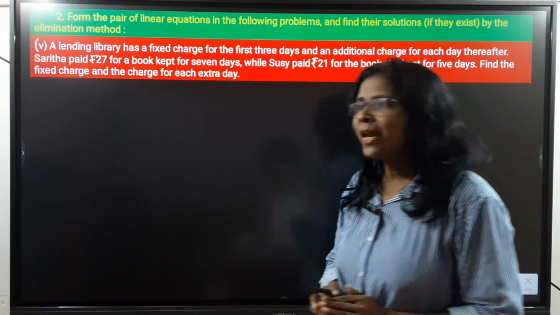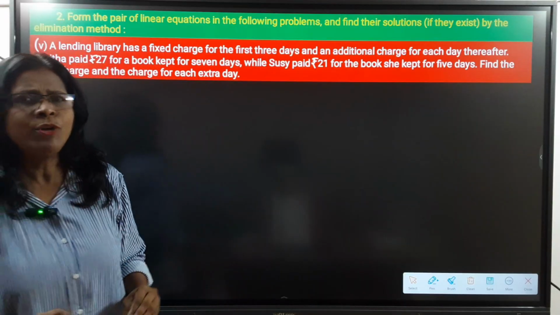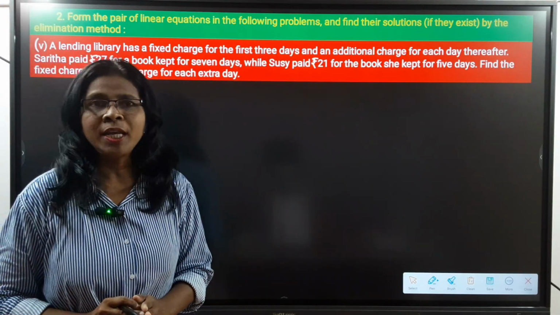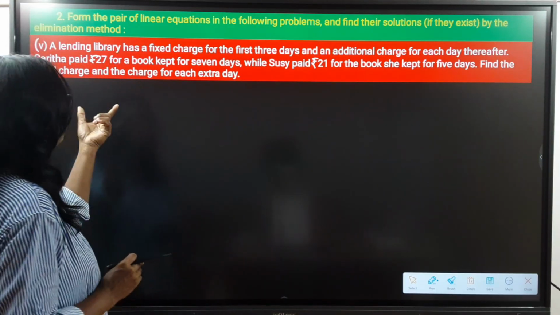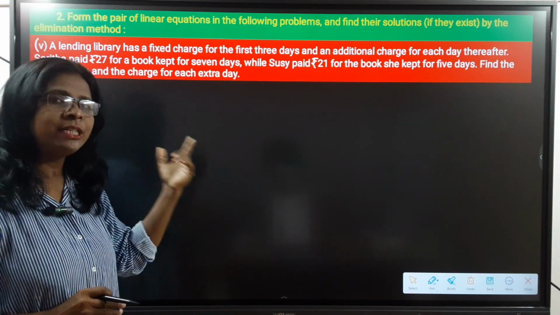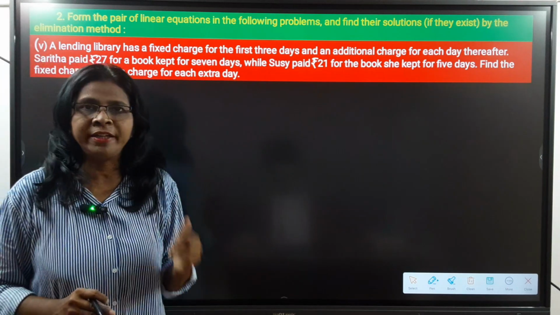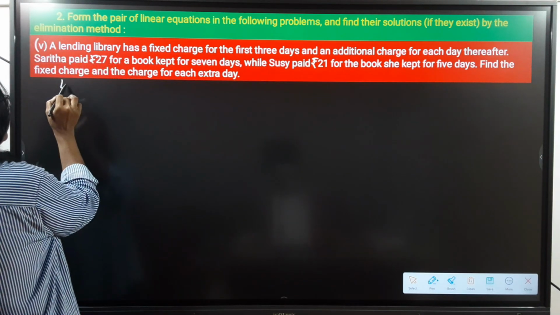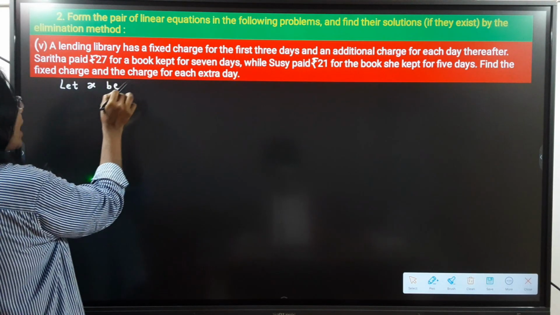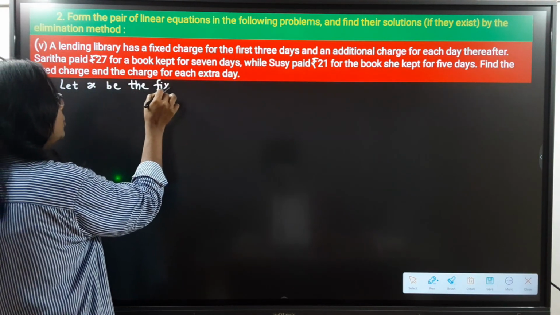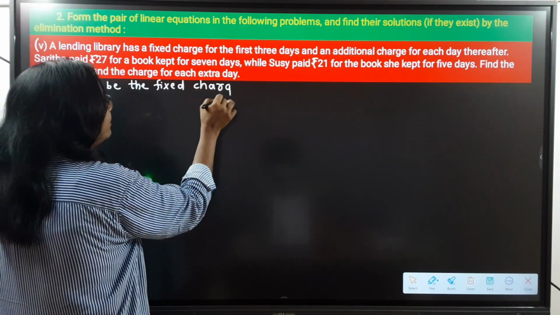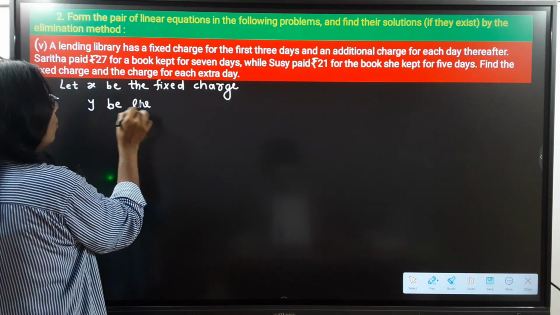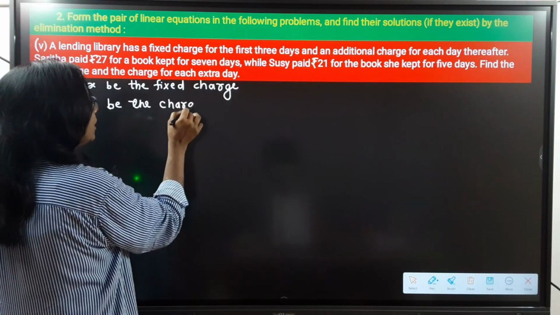Now here students, we have to solve that example by the assumption method. So now the assumption part: we have to find out the fixed charge and the charge for each extra day. That means this is our assumption. So here I assume that let x be the fixed charge, and y be the charge for each day.